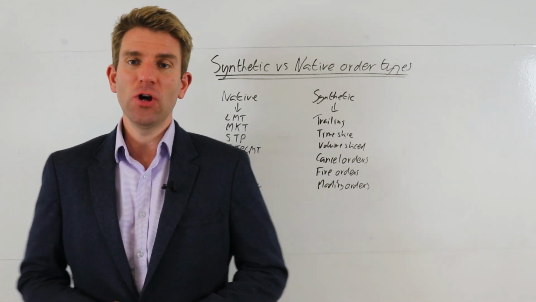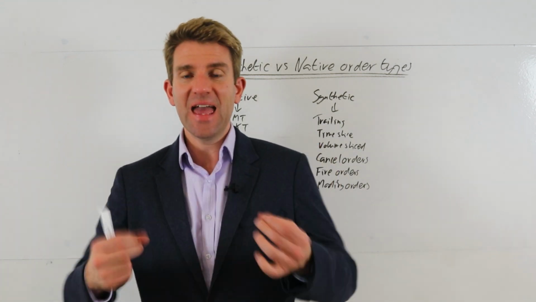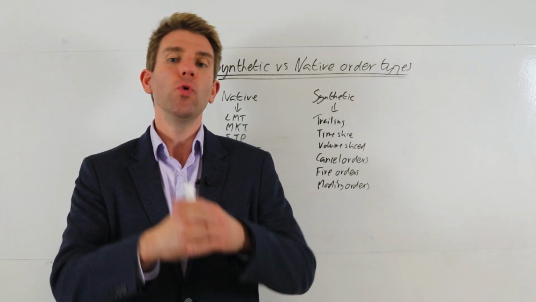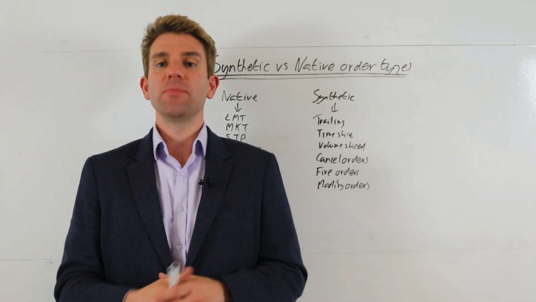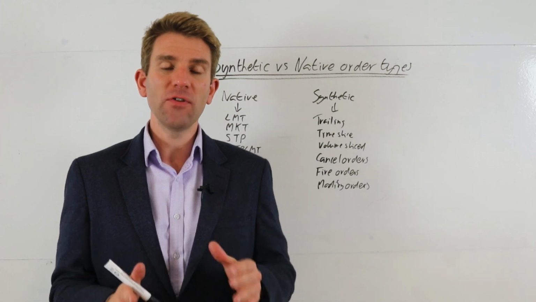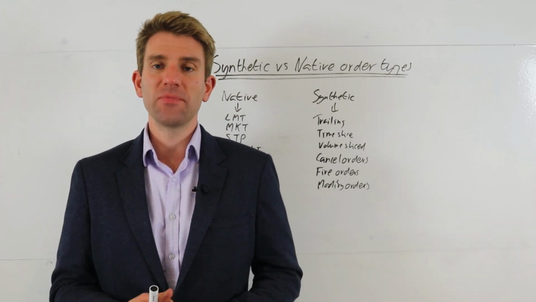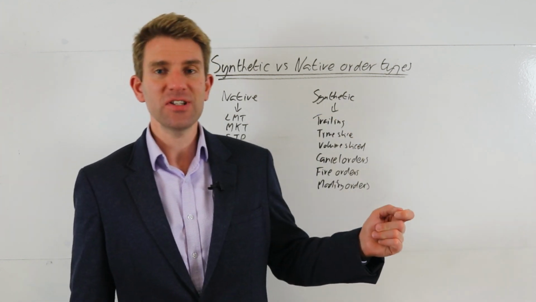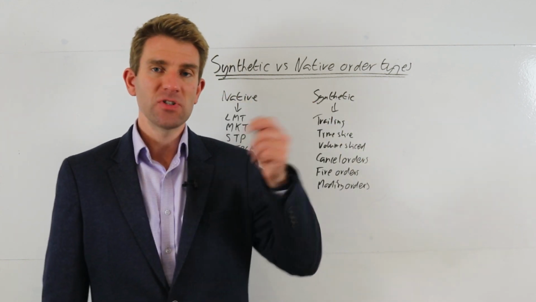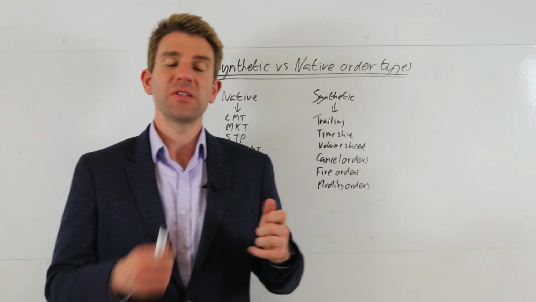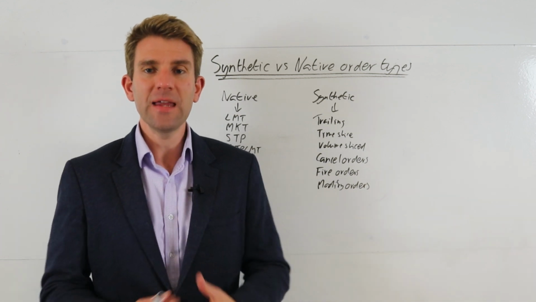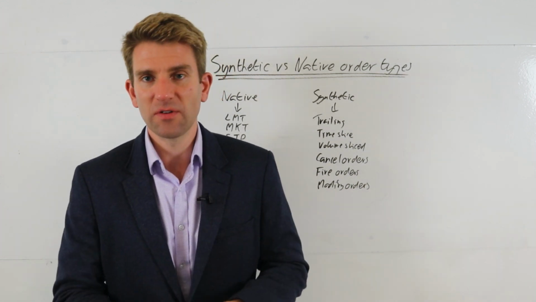So if you trade directly on the exchange, for example, the CME, you will know that there are different order types you can use, and your broker will offer you a different selection of order types. Now, some of these are called synthetic and some of these are called native. It's important to know the difference because there's a difference in how they're executed, what they mean, how they hit the exchange, all this kind of stuff.